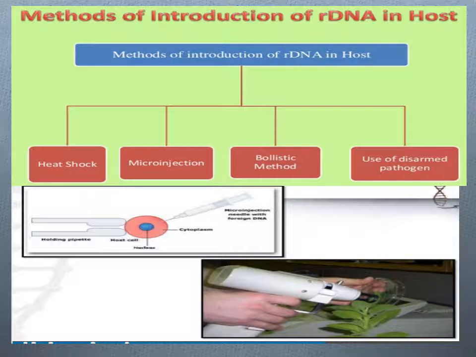Competence can be enhanced by treating the host cell with a specific concentration of divalent cation like calcium. It stimulates the attachment of DNA fragments or vectors over the receptor sites of the cell wall. The cells are then incubated on ice followed by a brief heat shock at 42 degrees Celsius and again put back on ice. This makes the foreign DNA pass through the plasma membrane and enter the cell. Though nowadays other methods like the ballistic gun, microinjection and the use of disarmed pathogens are also used for introducing the recombinant DNA into the host.